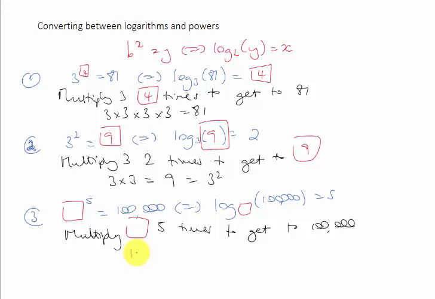I've kind of guessed here that 10 times 10 times 10 times 10 times 10, that's 10 to the power 5, so that's 100,000. So here's this 10. So our base in this case is 10. So 10 to the power 5 is 100,000, which means that the log in base 10 of 100,000 is equal to 5.